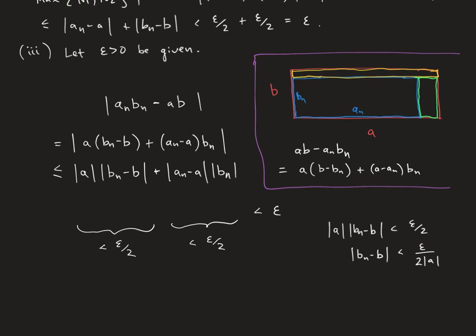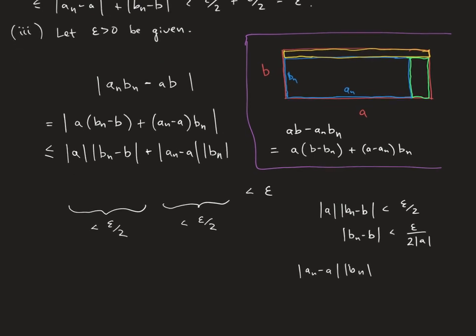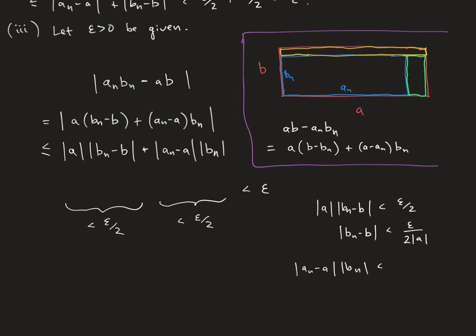Okay, now the other thing is I want the An minus A times the absolute value of Bn to be less than epsilon over 2 as well. Right, so that seems to suggest I want to take n large enough so that An minus A is less than epsilon over 2 times the absolute value of Bn. The problem is that this is not a constant. Right, so this isn't some given positive number because it depends on the n here.